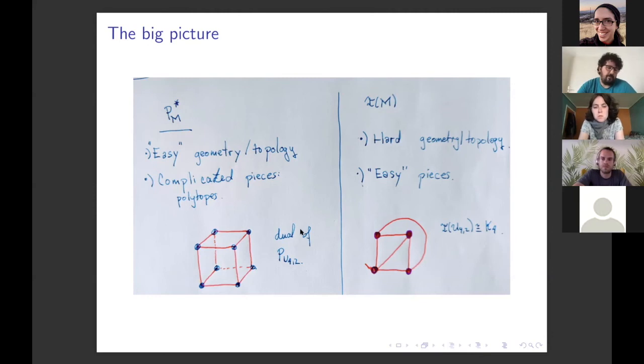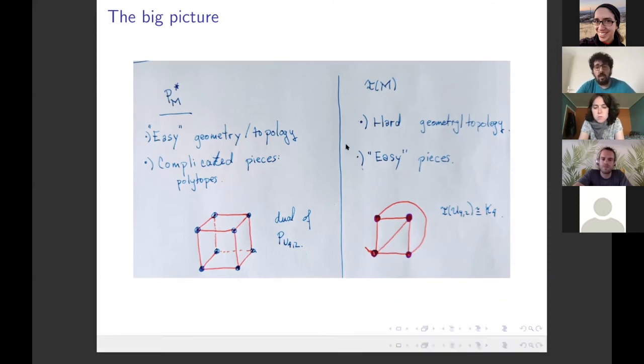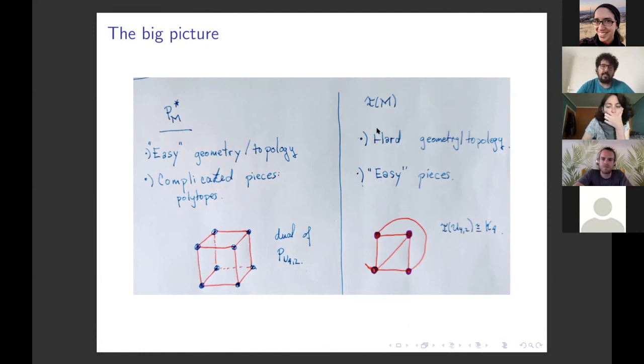If I look, for example, at a simple matroid, the uniform matroid on 4 elements of rank 2, I can compute that the dual polytope turns out to be combinatorially equivalent to a cube. On the other hand, if I look at the independence complex, I can have hard geometry or topology. It can be a wedge of many different spheres, and it's homotopy equivalent, but the homeomorphism type is not so easy to handle. On the other hand, what we gain when we pass to the independence complex is that we have easy pieces. All of my faces are simplices.